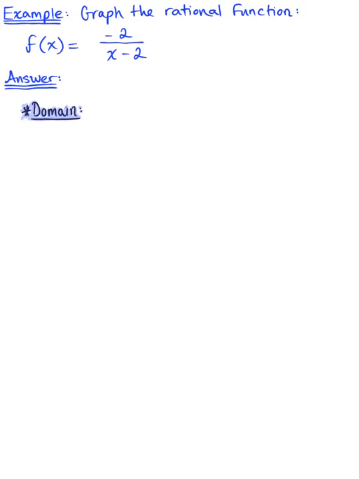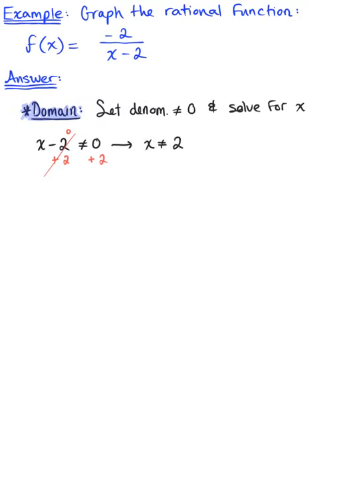So we have a rational function here, so we know that division by 0 does not exist. So we are going to set that denominator, or the bottom, not equal to 0, and solve for x. So we have our denominator is x minus 2, cannot be equal to 0. And solving for x here, we are going to add 2 to both sides of this equation. We see minus 2 plus 2 cancels itself out to 0, leaving us with x cannot be equal to 2.